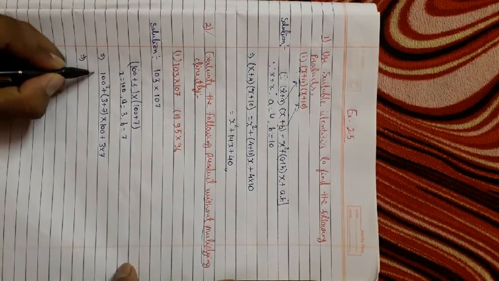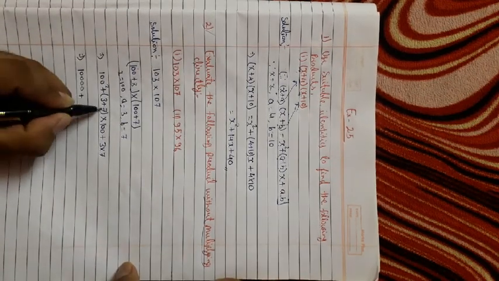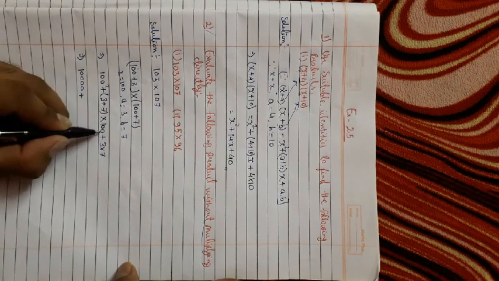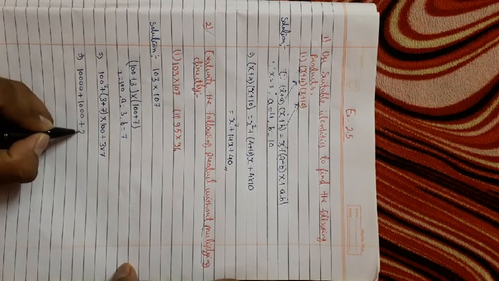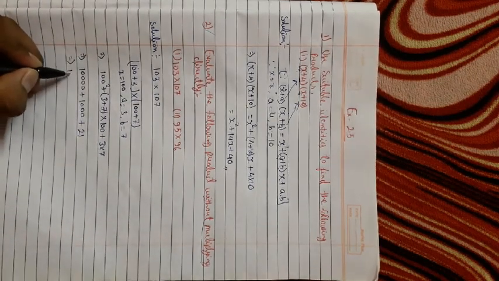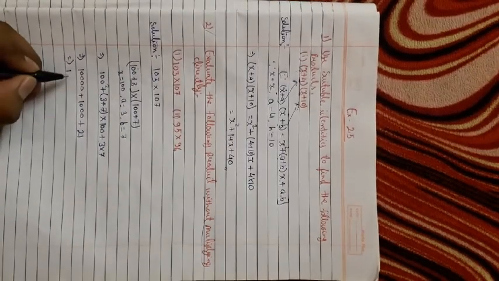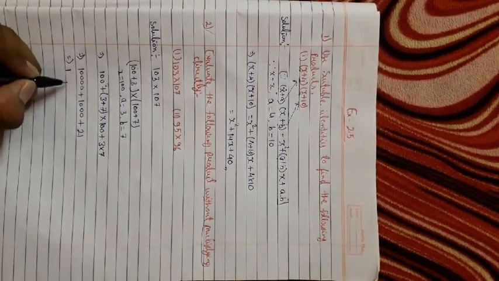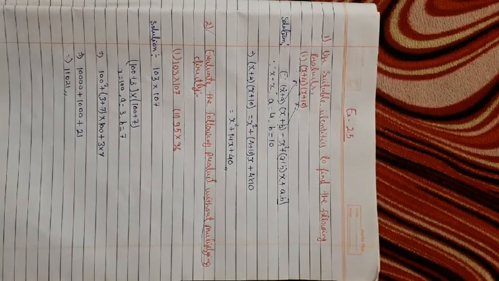Now 100 square becomes 10,000, plus 3 plus 7 is 10, into 100 it becomes 1000, plus 3 into 7 is 21. So finally our answer will be 11,021.